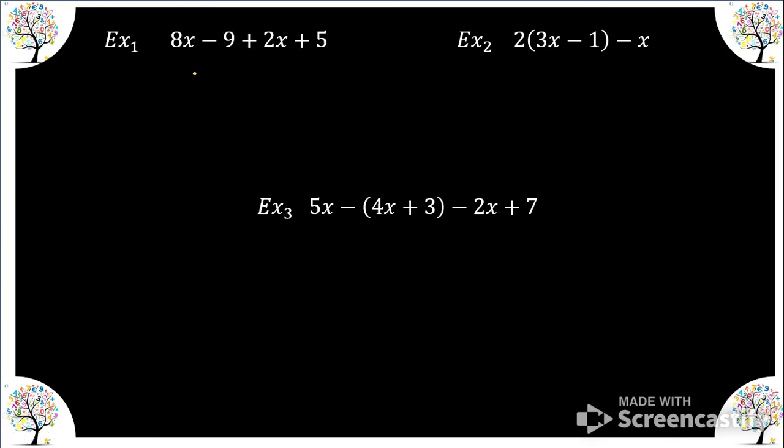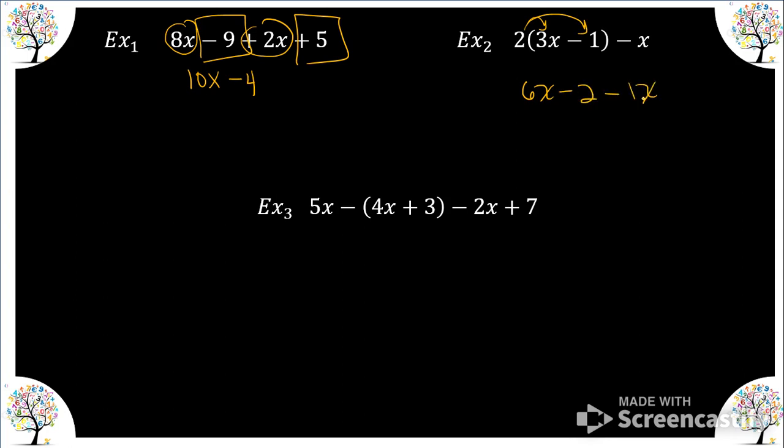Okay, let's practice these. So we are going to combine like terms. Again, always take note of the operation in front. 8x plus 2x is 10x. Then we have a negative 9 and a positive 5. That gives us minus 4. We went from 4 terms to 2 terms. Number 2, we're going to distribute the 2 first. We get 6x minus 2 minus 1x. I'm going to combine my x terms, 6x minus 1x, and then the minus 2.